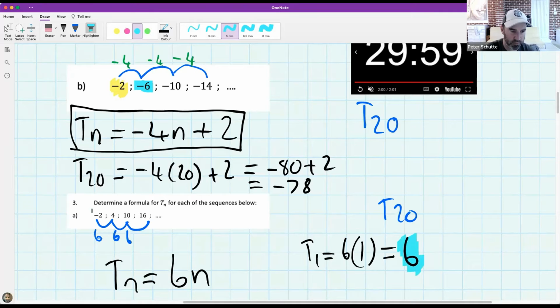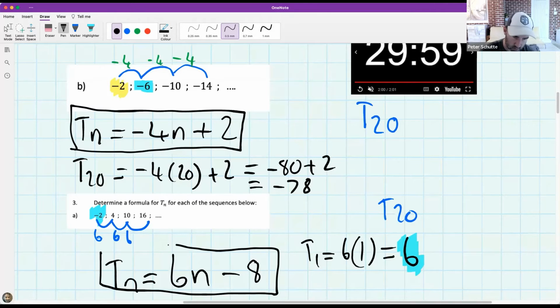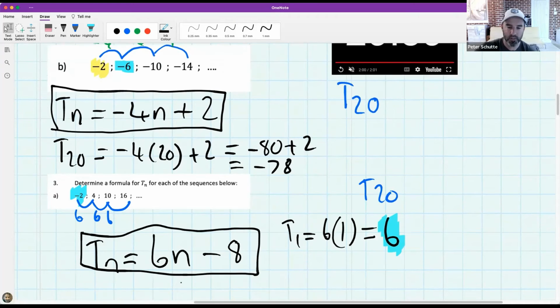I don't have 6 as my first term, I have -2. So what do I need to do to get from 6 to -2? I need to take away 8. And so we should get Tn equals 6n minus 8. And then to figure out the 20th term, actually, I think a couple of you, I might have caught you with that.